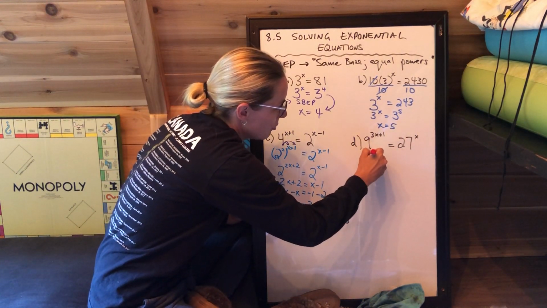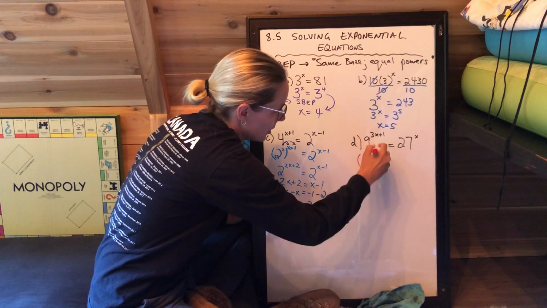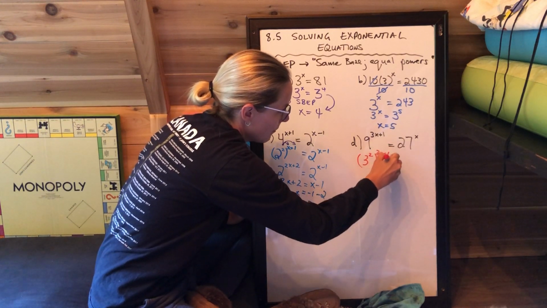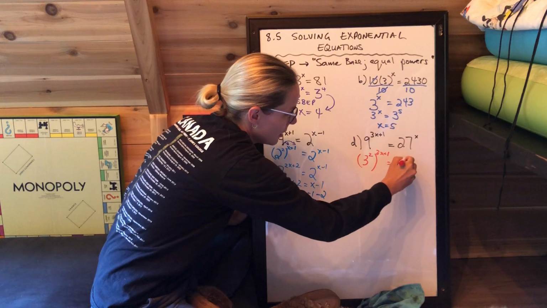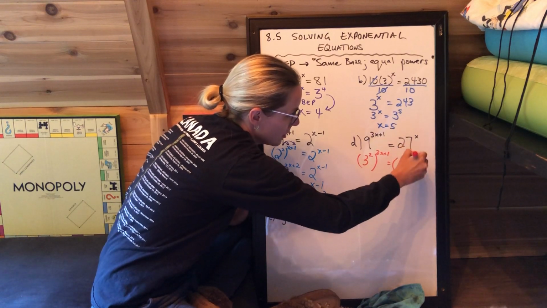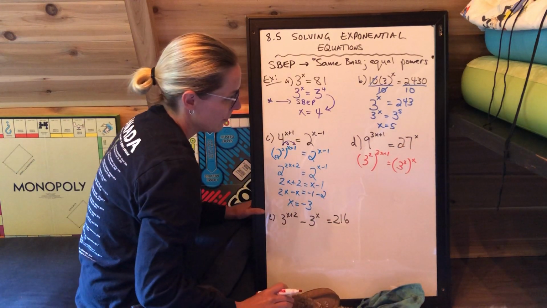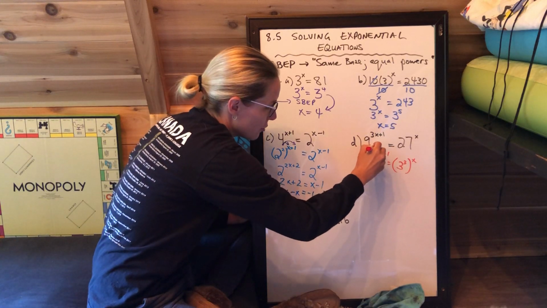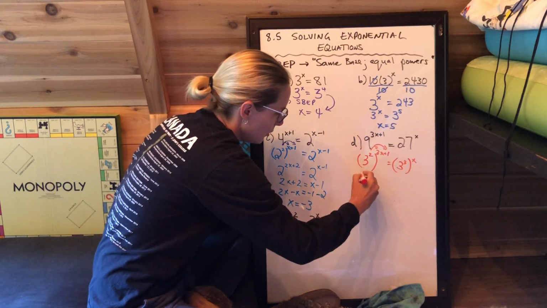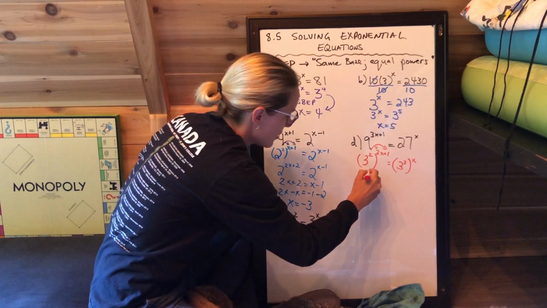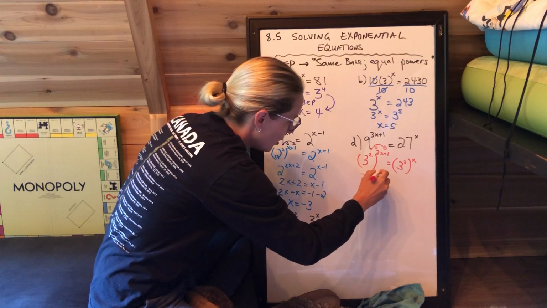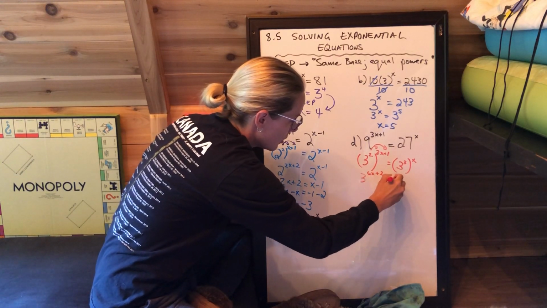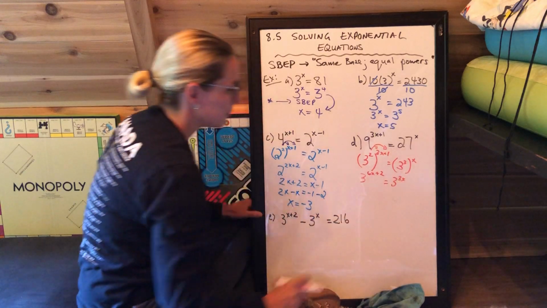So 9 can be rewritten as 3 squared. Keep the exponent the same, 3x plus 1. 27 can be rewritten as 3 cubed. Keep the exponent the same. So now, again, if I distribute, I'm going to have 3 to the 6x plus 2 equals 3 to the 3x.